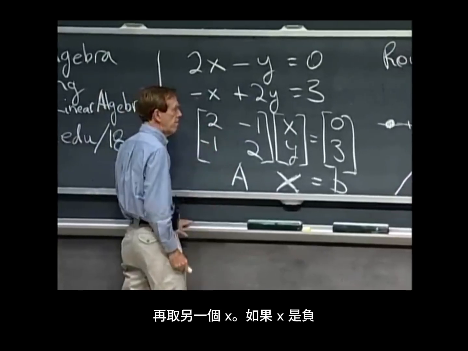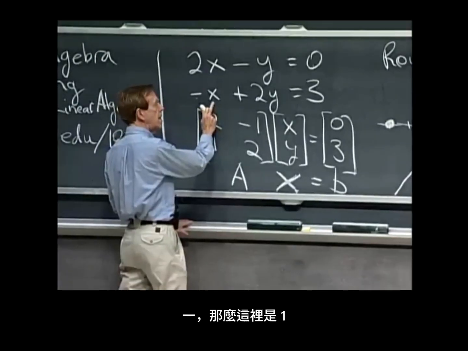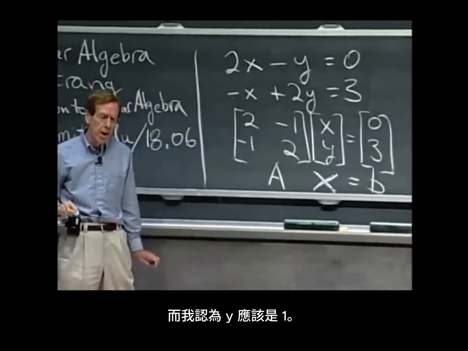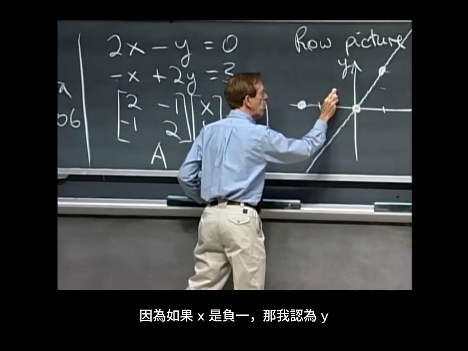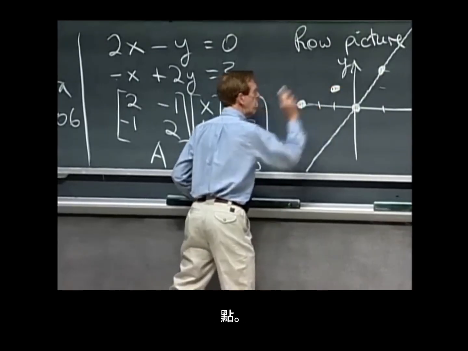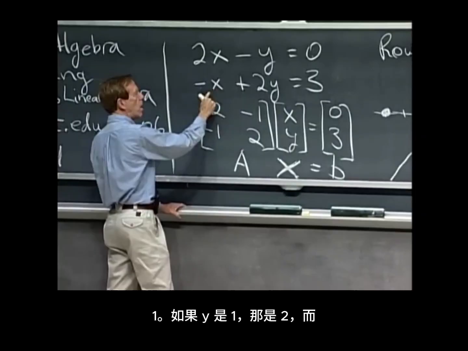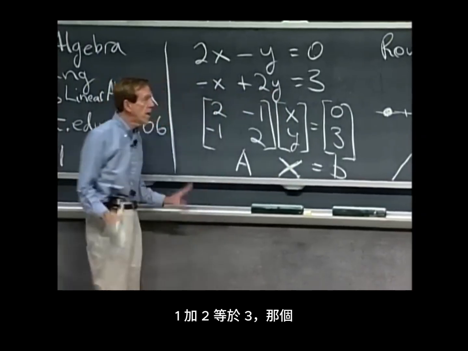Just to take another x. If x is minus 1, then this is a 1. And I think y should be a 1, because if x is minus 1, then I think y should be a 1, and we'll get that point. Is that right? If x is minus 1, that's a 1. If y is a 1, that's a 2, and the 1 and the 2 make 3, and that point's on the equation.